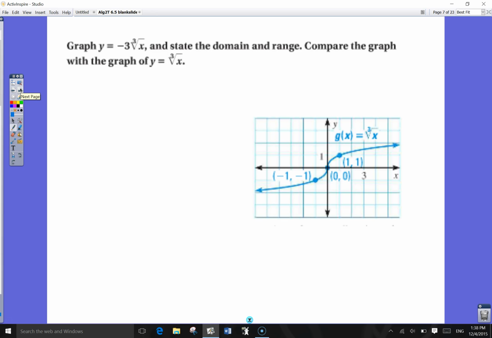All right, this graph is a stretch of a cube root function. It's a stretch because that number is greater than 1 in absolute value. And don't be confused by the minus. The minus doesn't determine whether it's a stretch or a shrink. What does the minus tell us? It tells us that this is a flip across the x-axis.